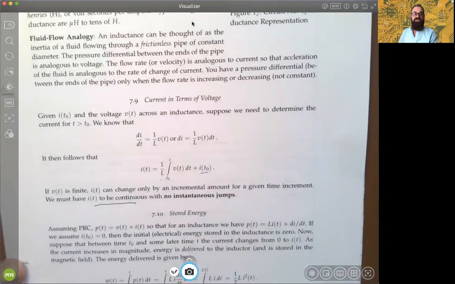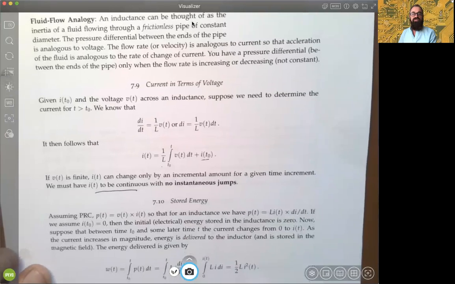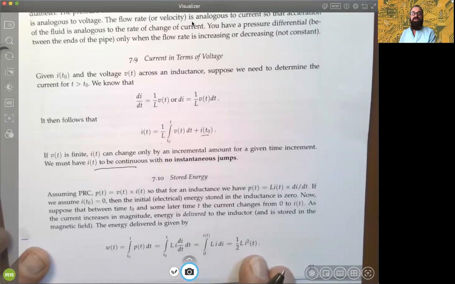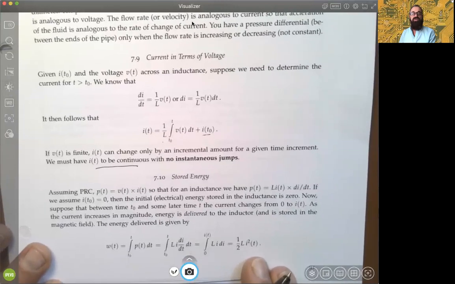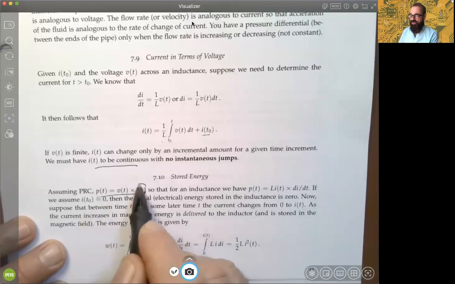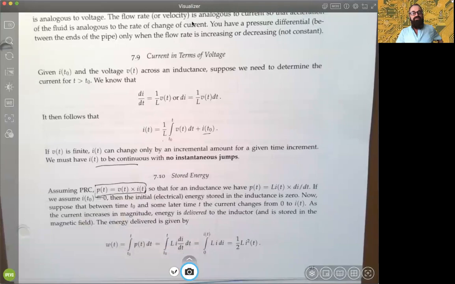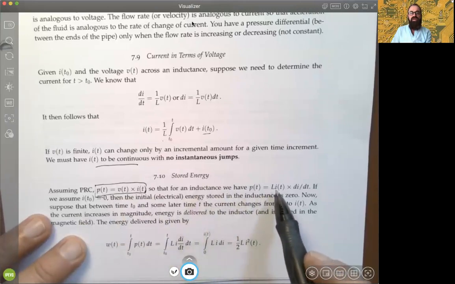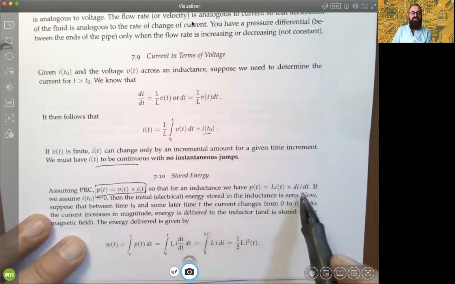What about stored energy? You can store energy in inductance from the magnetic field, just similar to the way you do it with capacitance, but the form is a little different. But we will go back to our standard representation of power, which is just voltage times current. And so for an inductance, we know that the power is going to be L times i of t times di/dt, all right?